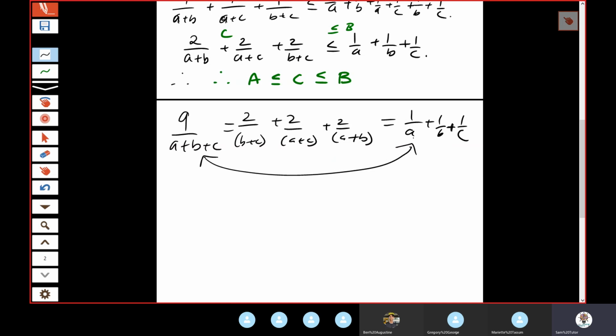I'm going to use these two just because I could forecast a little bit faster and see what's happening. This one here is 9 on A plus B plus C equals this one here. If you remember this from your polynomials, this becomes ABC, and then the top becomes BC plus AC plus AB.